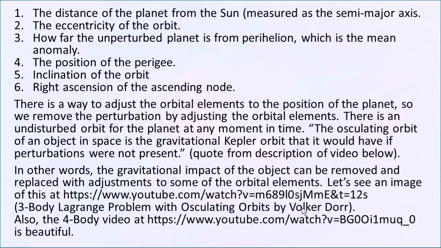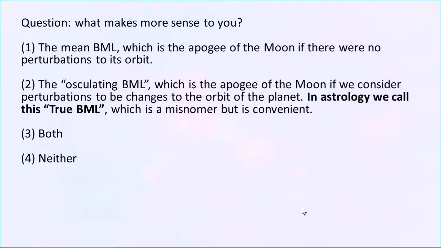So, if we use the astronomer's definition of what astronomers call the osculating Black Moon Lilith, so what makes more sense to you? Should we use the mean Black Moon Lilith, which is the apogee of the moon if there were no perturbations, right?